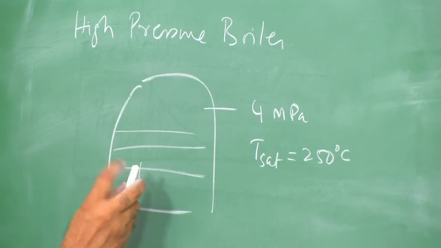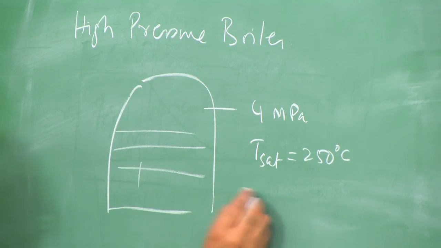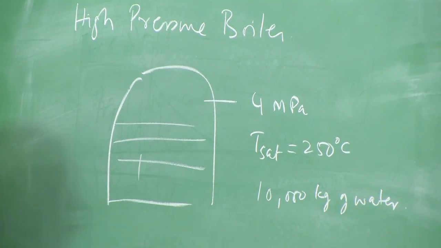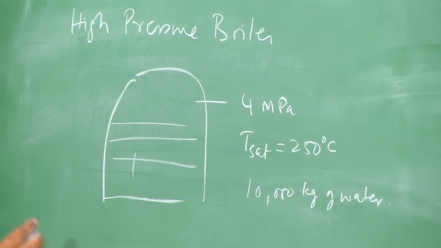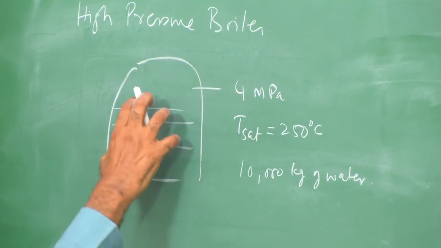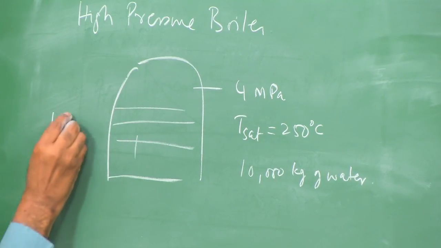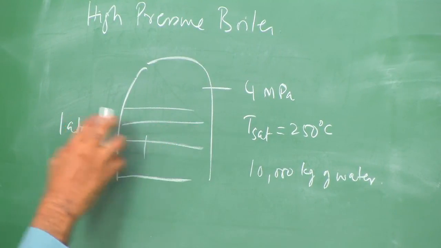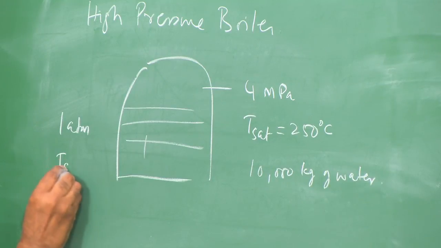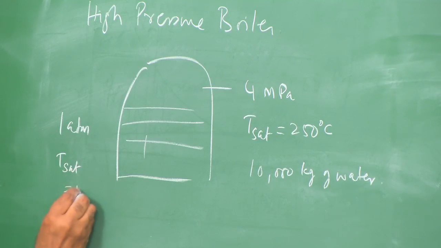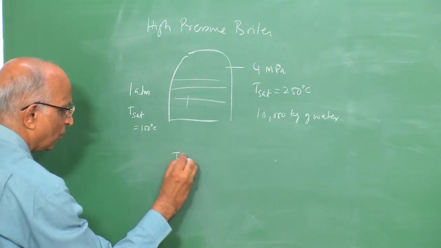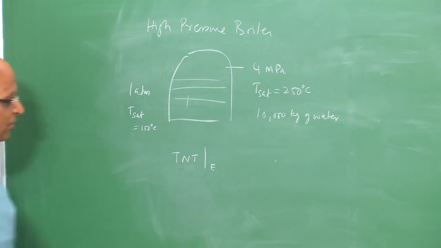Now, at the moment of burst, let us say the boiler has 10,000 kg of water. I first want to find out what happens to this 10,000 kg of water at 250 degrees centigrade when the boiler bursts. The ambient pressure of 1 atmosphere is available for this hot water to see. Therefore, the water at 250 degrees spontaneously evaporates, because the saturation temperature corresponding to 1 atmosphere pressure is 100 degrees centigrade, and therefore some energy is released.